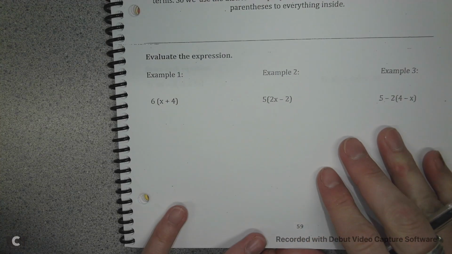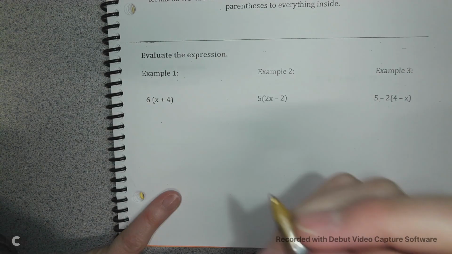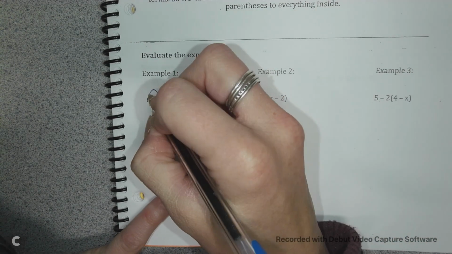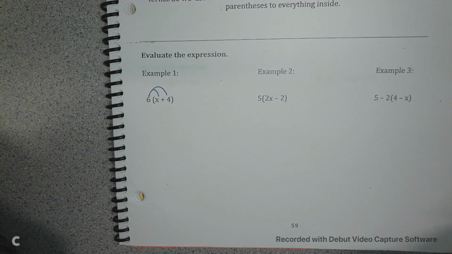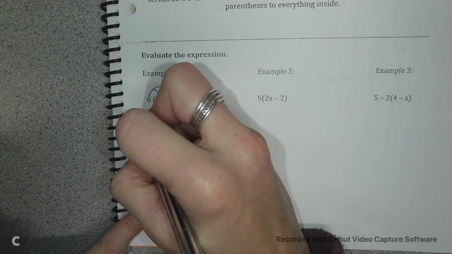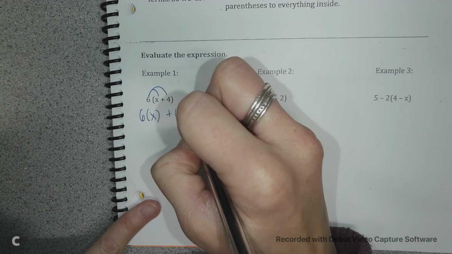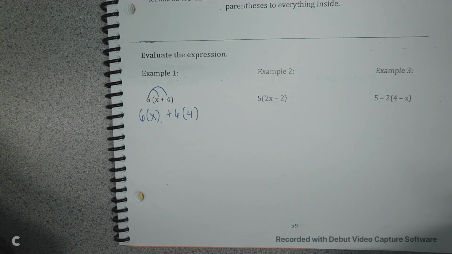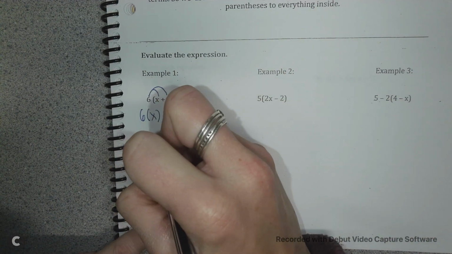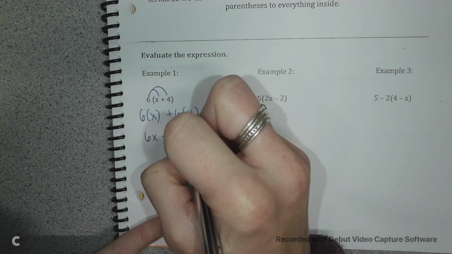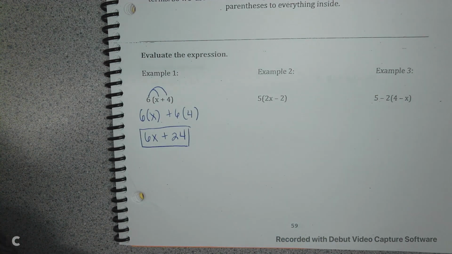Okay, so let's do some more examples together. So we're going to distribute the 6 to both terms on the inside of the parentheses, which is the x and the 4. Remember, distribution means to multiply, so we multiply 6 times x and 6 times 4. Again, there's no equal sign, so we're not solving for anything yet. 6 times x is 6x, and 6 times 4 is 24. We cannot combine those two because they are not like terms.